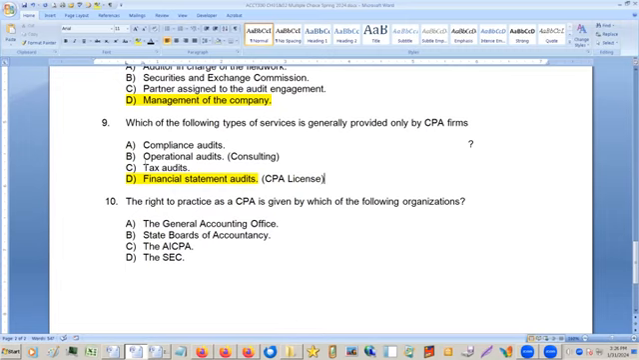Kind of funny, operational audits are actually usually much more complex than financial audits because they look at everything. They look at financial reporting, whether the operations are efficient, they'll look at their marketing plans and all that kind of stuff. But anyone can do those. But financial audits are only done by CPA firms. Who gets the CPA license? State Board of Accountancy. Mm-hmm.